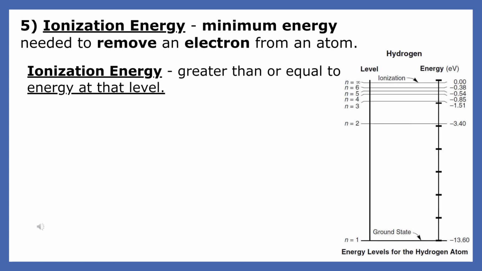The two charts on your reference table can also tell you how much energy is needed to remove an electron from any energy level. All you need to do to remove an electron at any energy level is to give that electron an energy that's greater than or equal to the energy at that level.